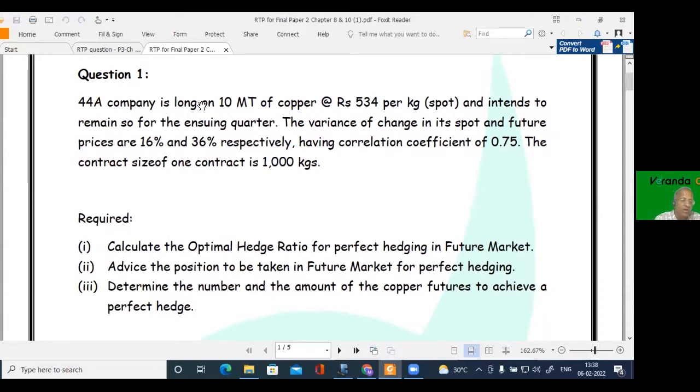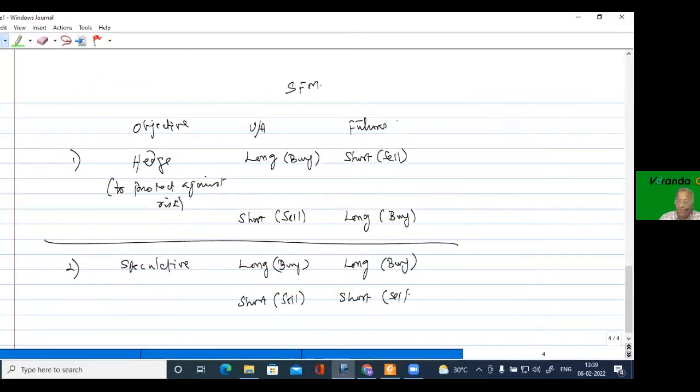Therefore, looking at the underlying, in copper they are long. That means they want to go short in order to carry out this hedging. So what is the formula that you have? The answer to that question will not be on a one-to-one basis.